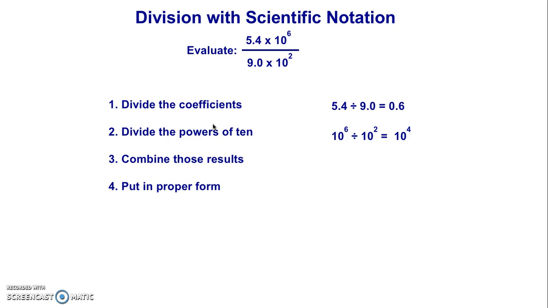Then you combine those results, so 0.6 times 10 to the 4th power. Now 0.6 isn't in proper scientific notation. The coefficient needs to be greater than or equal to 1 and less than 10, so 0.6 does not work. We need to change it to 6. When we move that decimal to the right, it becomes 6 times 10 to the 3rd power. So when we divide 5.4 times 10 to the 6th power by 9 times 10 to the 2nd power, we get 6 times 10 to the 3rd power.